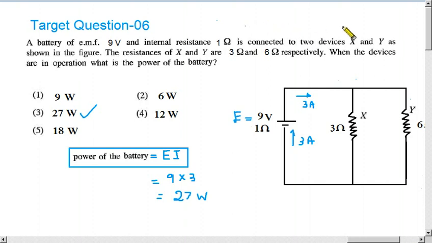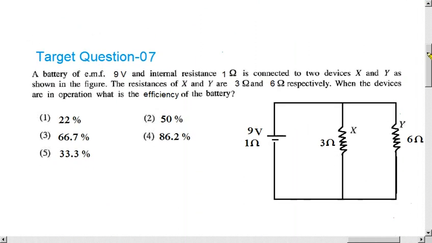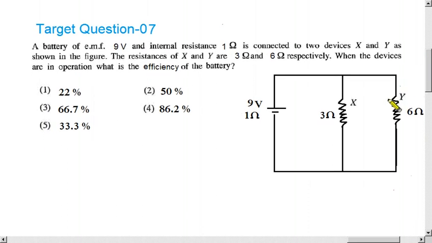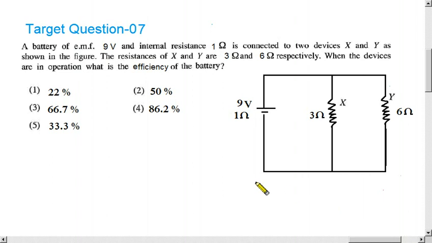So children, now let us go to the next target question, question number 7. So here is the question. You have to read it carefully and try to answer it honestly. Pause the video.